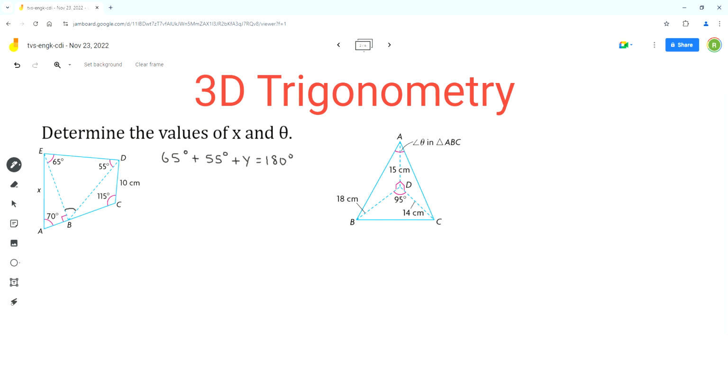We have to solve this equation to find the value of y. 65 plus 55 is equal to 120. I get y equals 60 degrees.